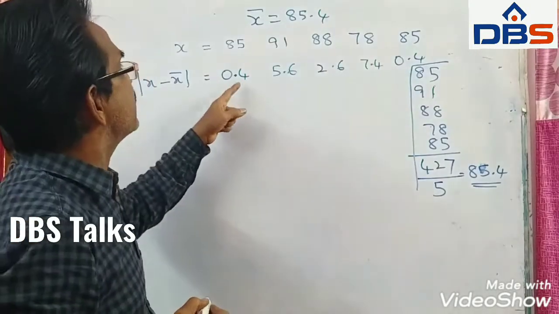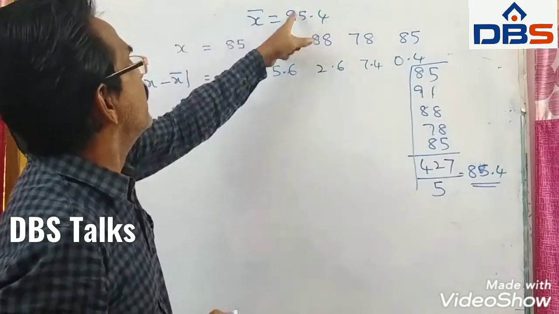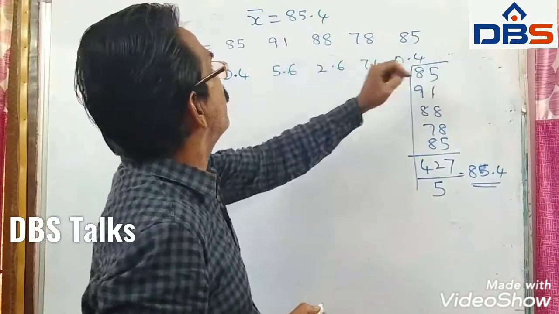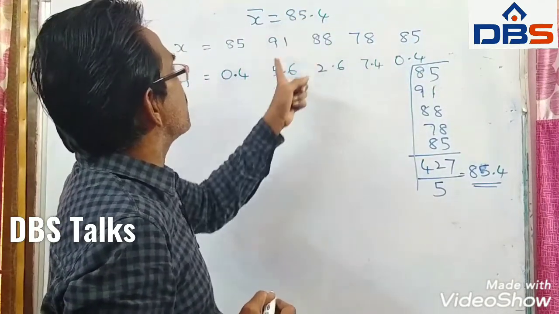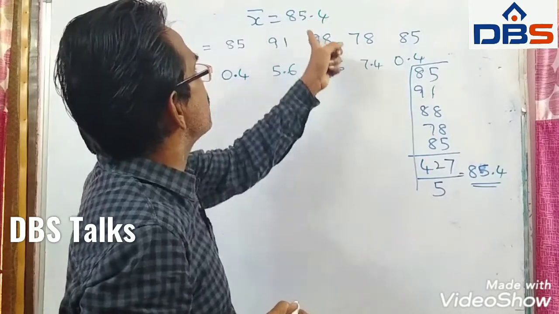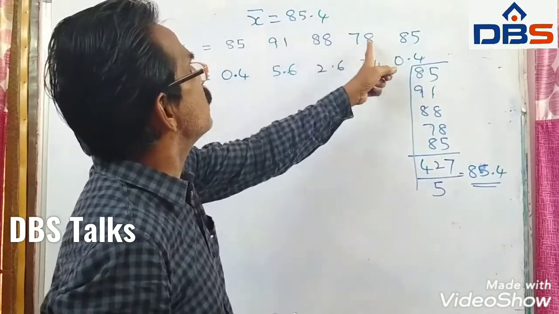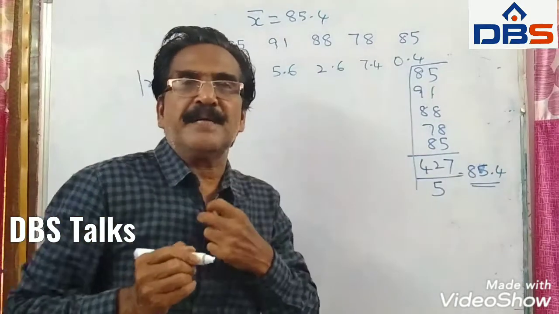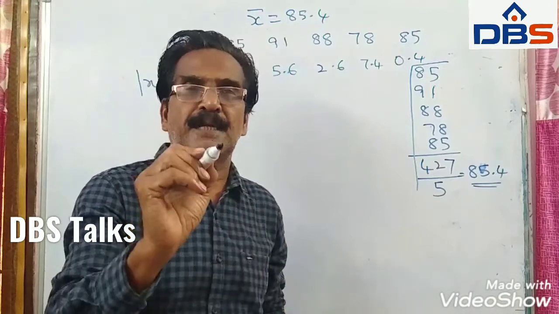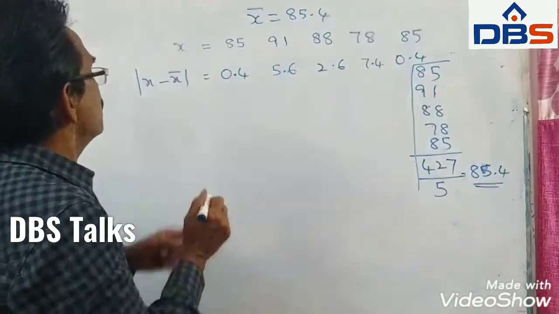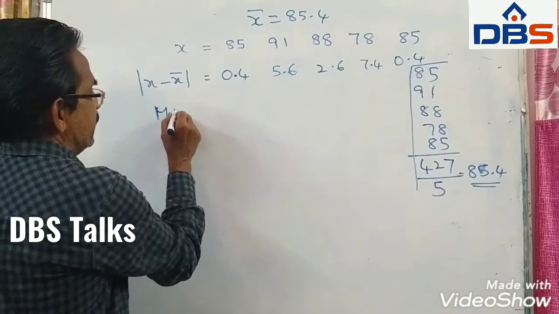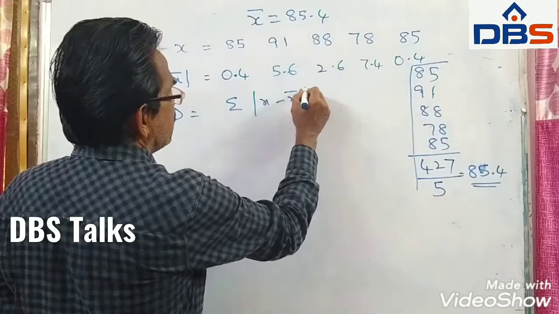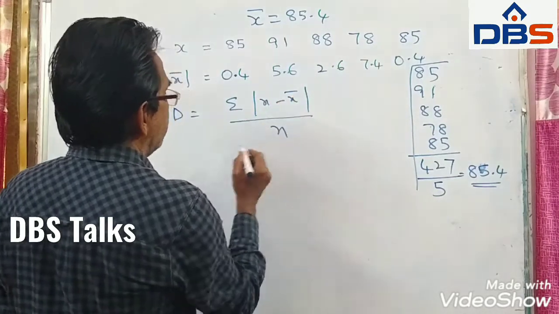These are the deviations. 85, 85.4. Difference between these two values, 0.4. And here also 0.4. Difference between these two things, 5.6. These two things, 2.6. These two things, 7.4. Now, what is the definition of mean deviation? Average of absolute values. So, mean deviation is equal to sigma mod x minus x bar by n.